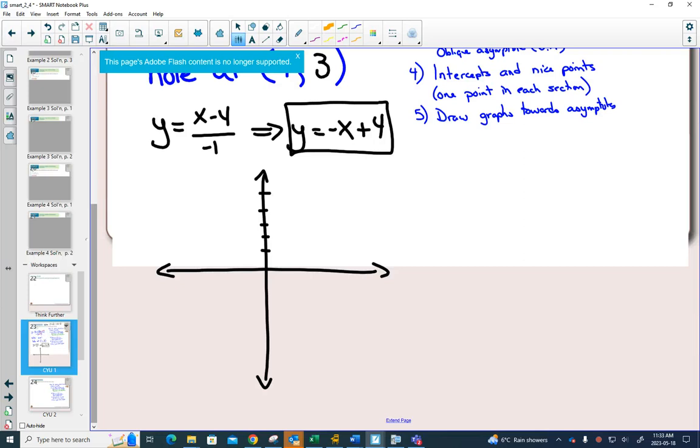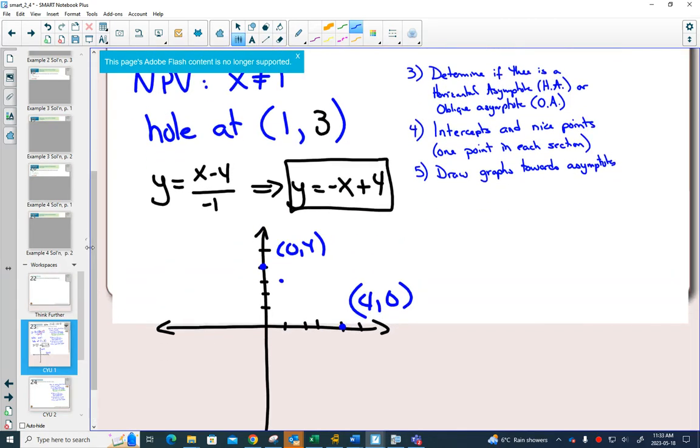Well, I know that I have my y-intercept at 4. My slope is negative 1, so I can go down 1 over 1. I could also probably figure out my x-intercept at 4, 0. I have to have a hole, so this point here should actually be a hole at 1 comma 3. And this one did end up being a straight line with a hole.